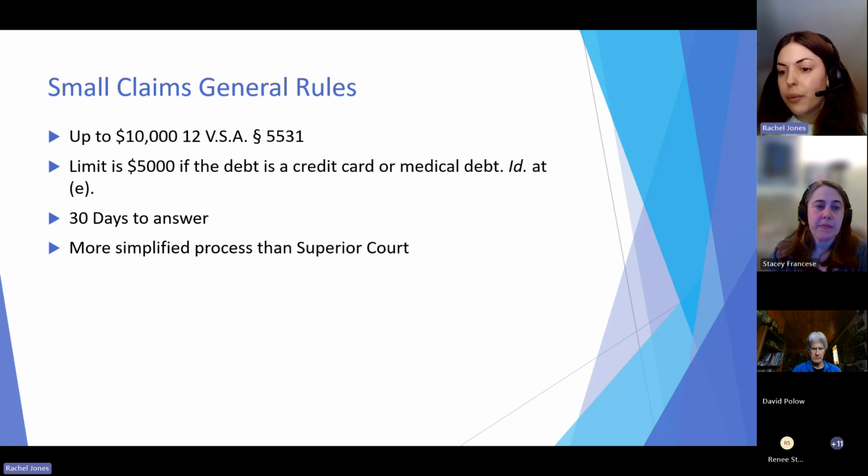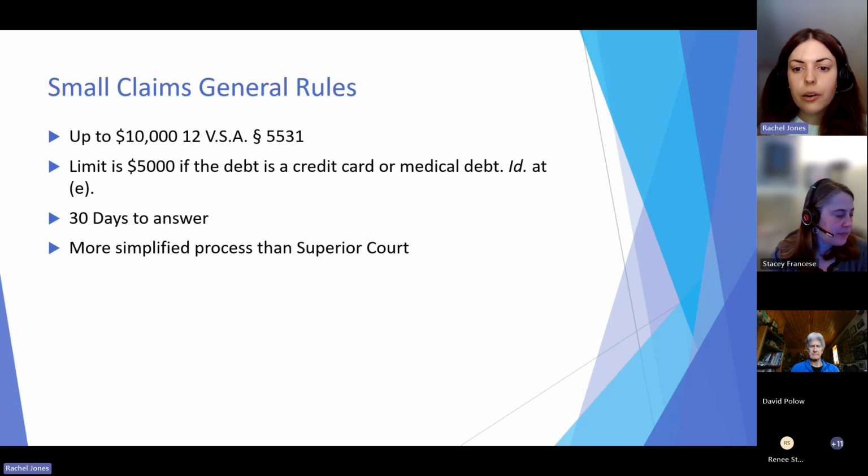The plaintiff can only request money in small claims court rather than other forms of relief. Overall, it's generally a more simplified process. Instead of 21 days, there would be 30 days to answer. The amount of money requested would be up to $10,000 typically, but the limit would be $5,000 if it's a credit card debt or a medical debt. So again, typically smaller amounts than we would see in superior court.